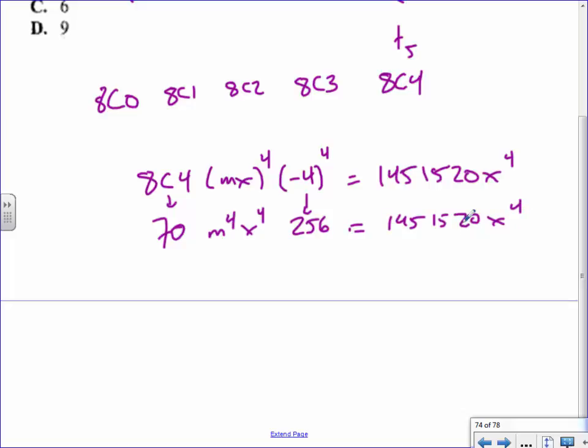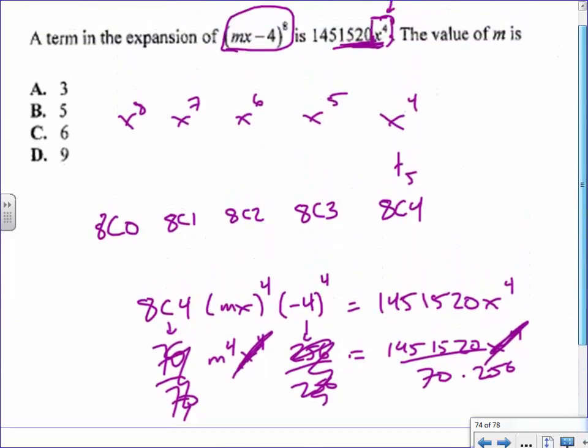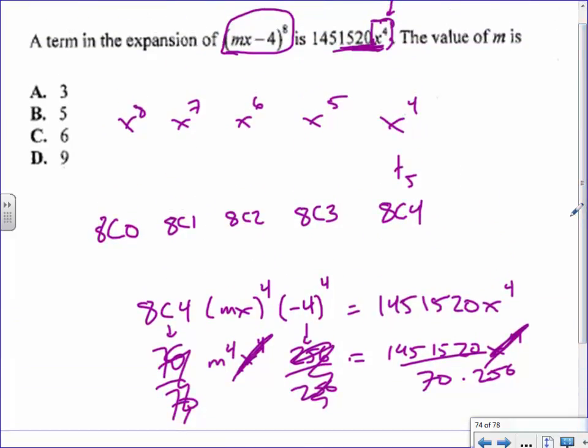Now, the first thing that throws kids off is they're like, hang on, I need to solve for m, but there's x's. Why does it not matter? So the only things left you have to do is divide both sides by 70, divide both sides by 256, that gets rid of this guy and this guy, and then to get m by itself, 4th root. I don't know how to calculate it, but hopefully you guys can. So take that big number, divide by 70, also divide by 256, and then 4th root it. And hopefully it's one of our 4 answers.